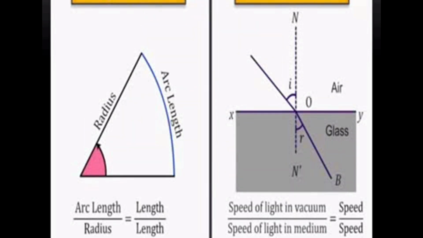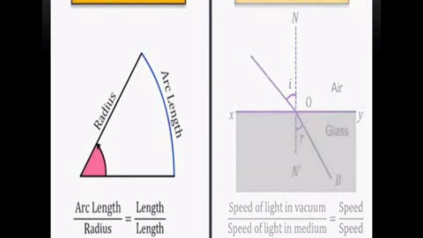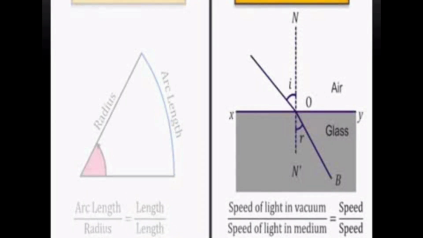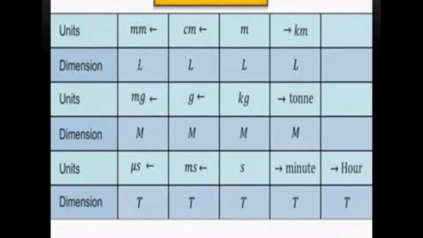So an angle is a ratio. This is for the arc, and refractive index is also a ratio. We can calculate that length by length, so it has no dimension. Like that, the refractive index also does not have any dimension because it is a quantity divided by the same quantity. So it also becomes 0, right? So there are some variable quantities which do not have any dimension.